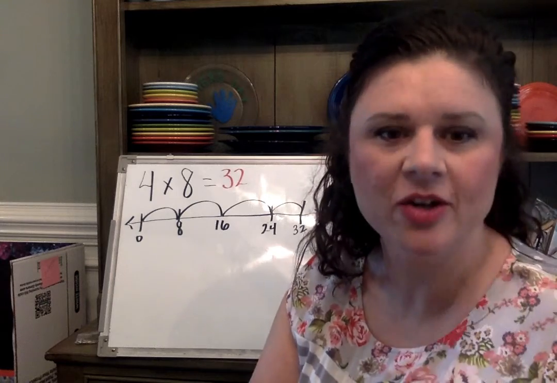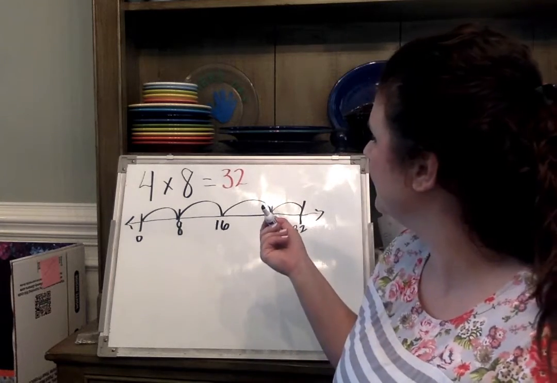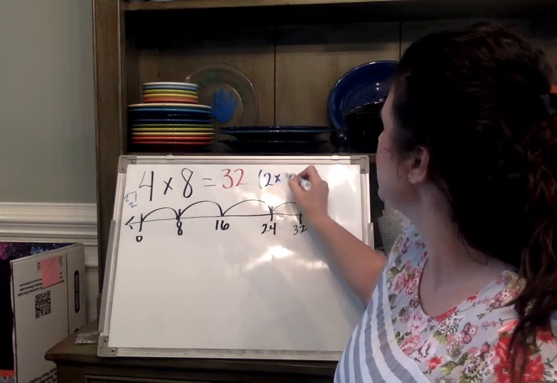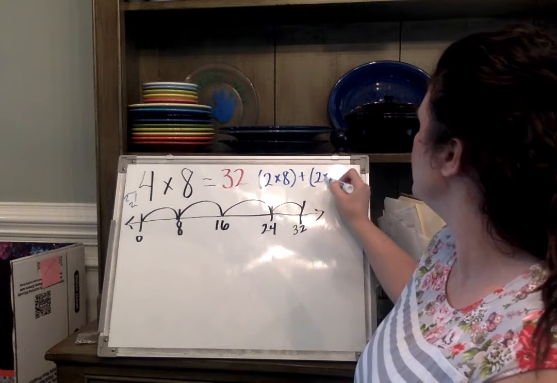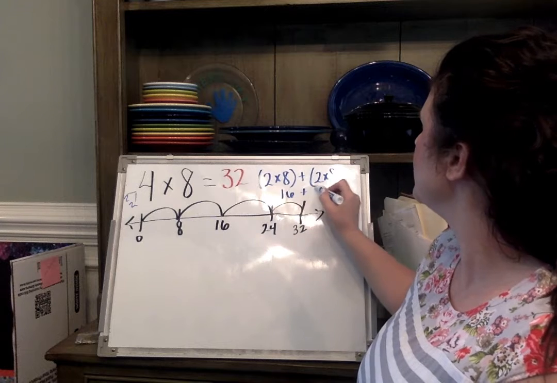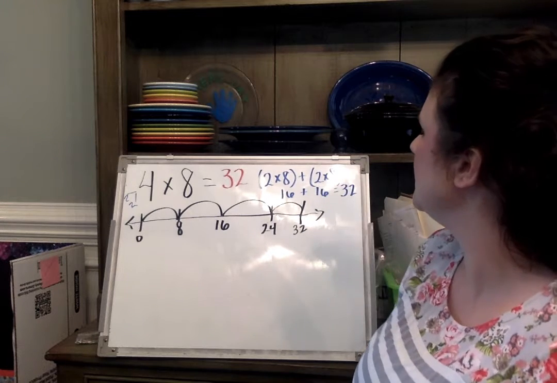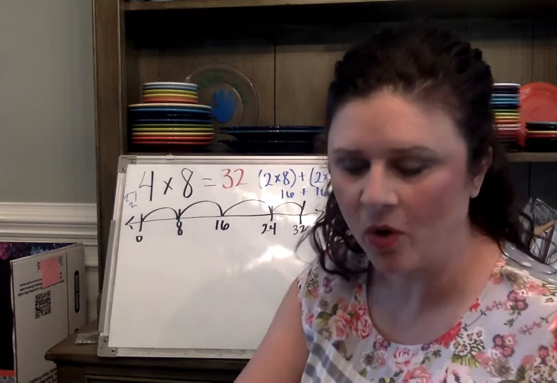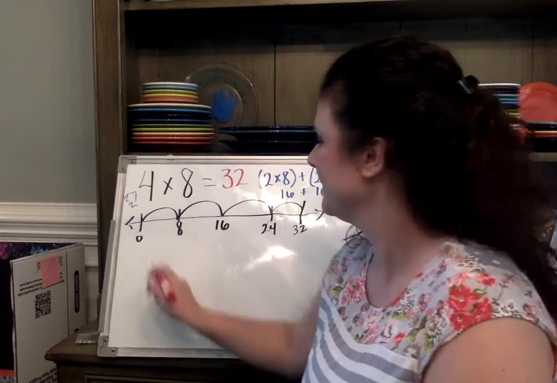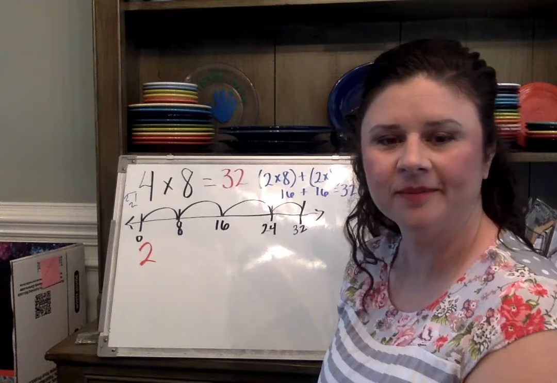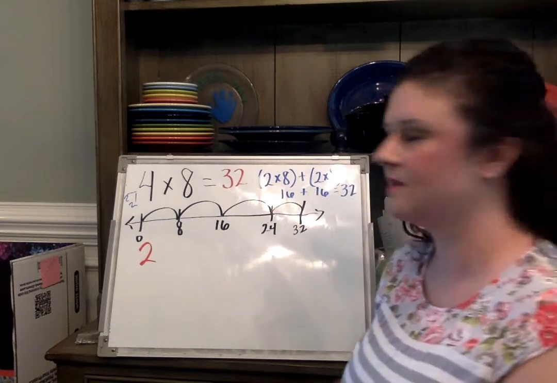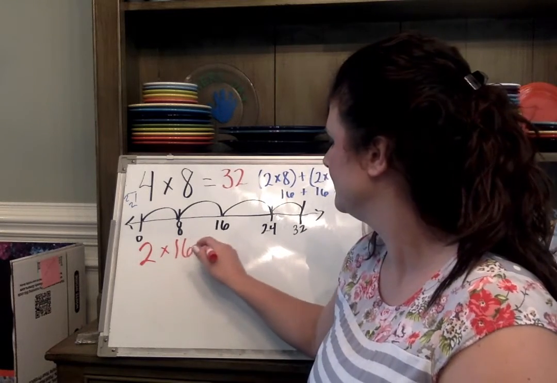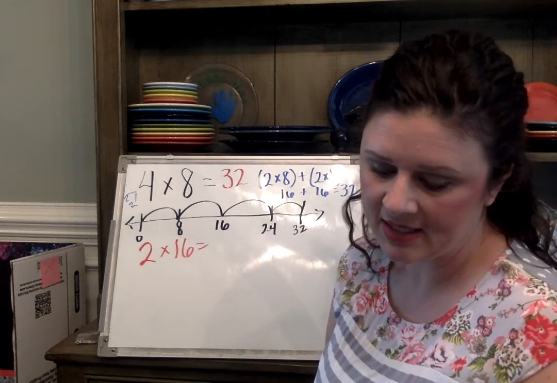So stop now, and see what I could do to this problem to be more efficient. Some of you are probably thinking in your head, I'm going to use the distributive property, and inside that 4 there's a 2 and a 2. So I'm thinking 2 times 8 plus 2 times 8. 16 plus 16 is 32. What did I do to that 4? Essentially, I halved the 4 into 2 2s. If I halve the 4, I've got to do what with the 8? Double it. 2 times 16 is 32.